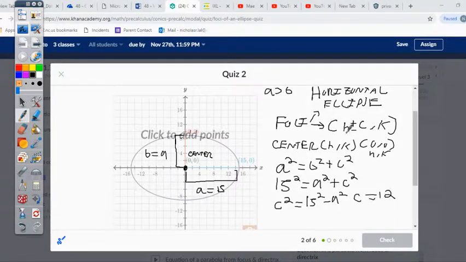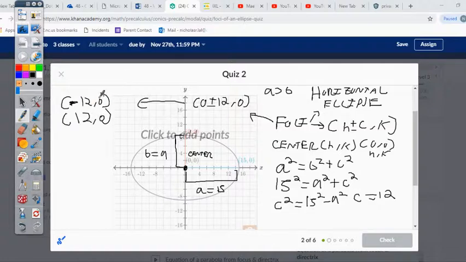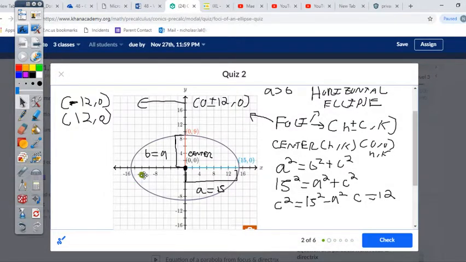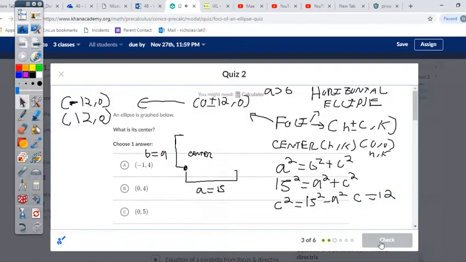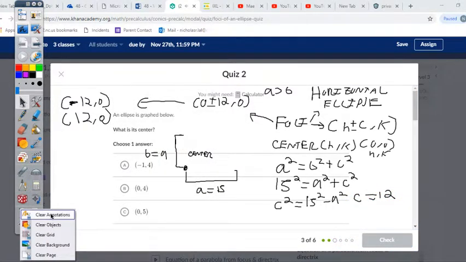So if C is equal to 12, our foci are at, remember H is 0, 0 plus or minus 12, comma 0. Our foci are going to be at negative 12, 0 and 12, 0. So now that we've done the math, we plot. We have foci at negative 12, 0 and 12, 0. All right, let's check. Great, we got it right. Clearing annotations.